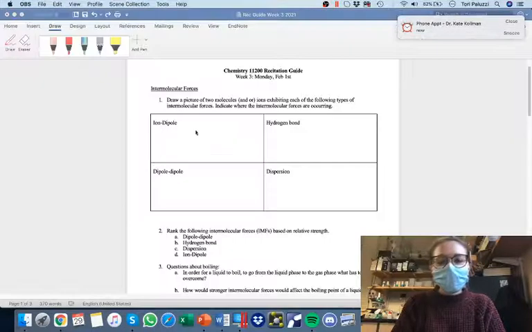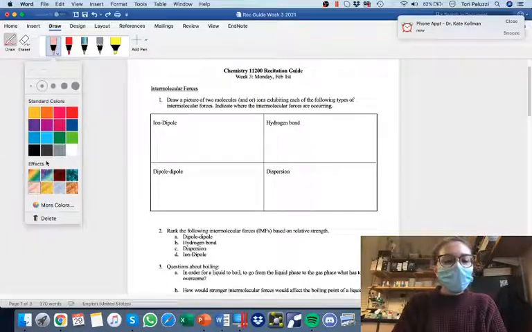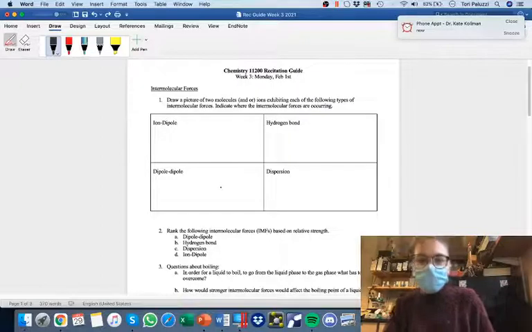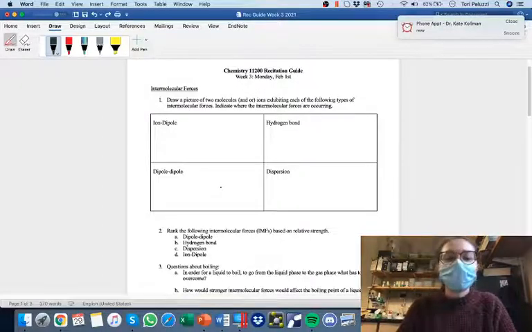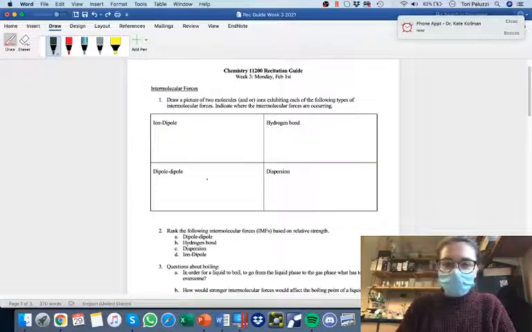Right, we're going to get started with Recitation Guide Week 3. I think we can say that you are pretty familiar with what's going on in terms of these three intermolecular forces, so I'm not going to draw them in this one. Instead, I am going to draw a picture of two molecules or ions exhibiting each of the following types. I'll start with the ion dipole, because this is one that's new for us this week, and then I'll go through the others during recitation.